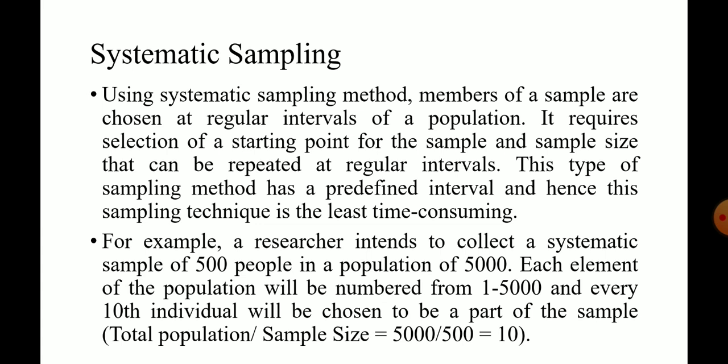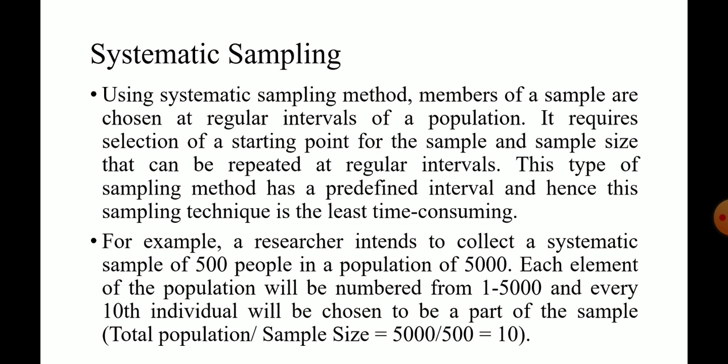If there is a population of 5,000 people and you want to select only 500 samples out of it, you number the entire population from 1 to 5000. You number all of them from 1 to 5000, and that is the total.